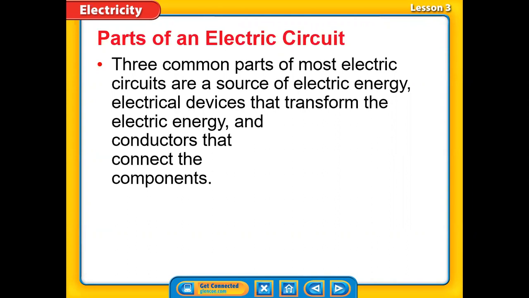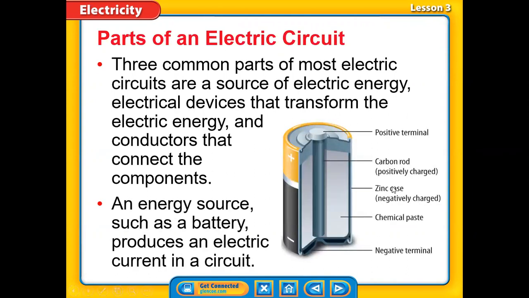So these are the components of an electric circuit, and this is the battery, which is the power source of the circuit. The battery is the power source that generates electricity or electric energy, and that depends on a chemical reaction that happens between the different components inside the battery, as we said yesterday.